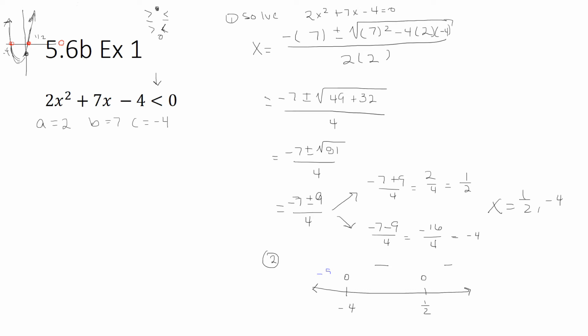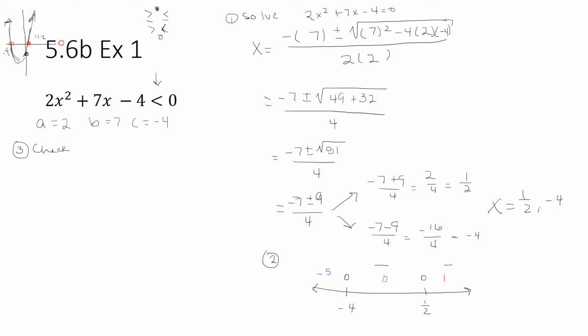So here on the left, I'm just going to pick -5. In the middle, I'm going to pick 0 because 0 is in between -4 and 1/2. And on the right, I'm just going to pick 1. So my next step is going to be to check my solutions. Okay, so what I'm looking for are those true statements.